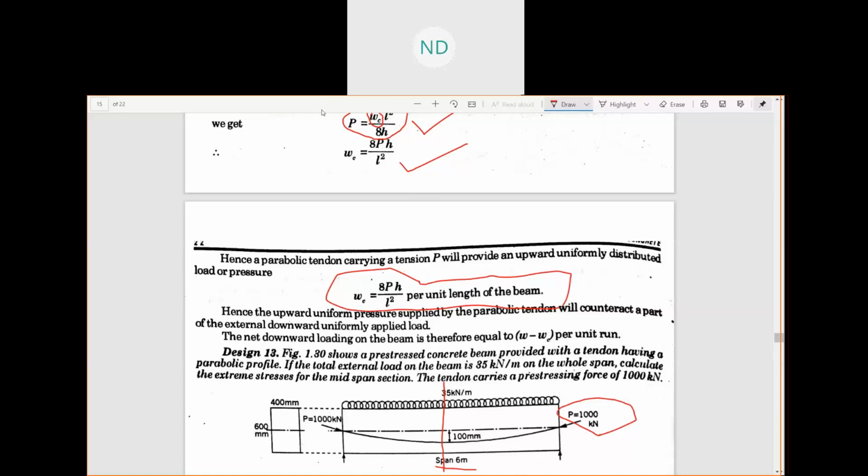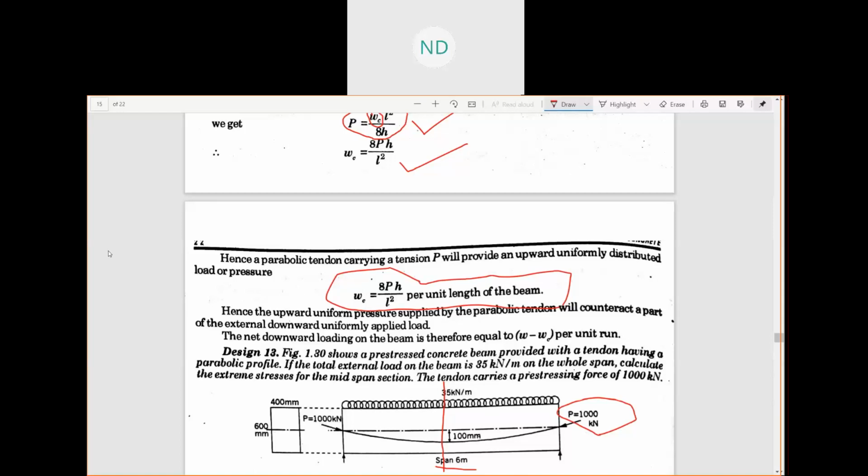Let me tell you one thing: previously we had done the bend tendons with the triangular profile, as well as now we are doing the parabolic profile. With the parabolic profile, how to calculate the stresses.